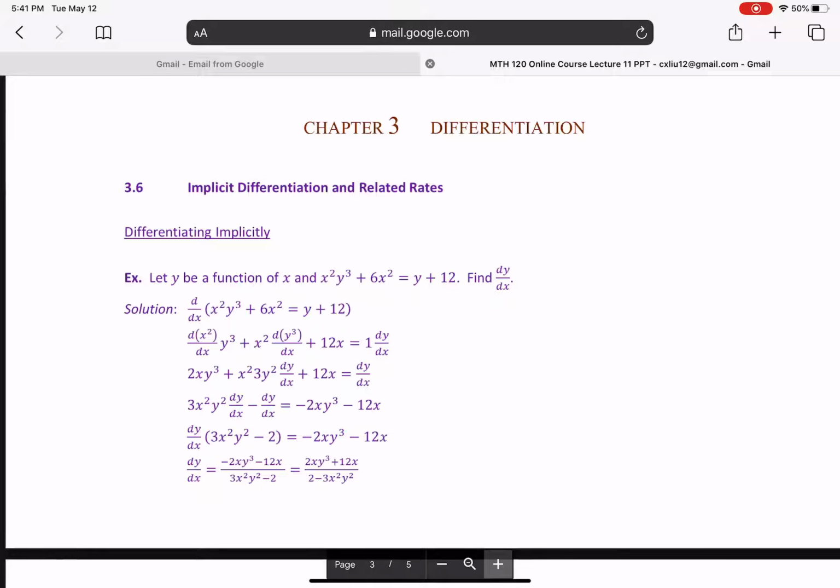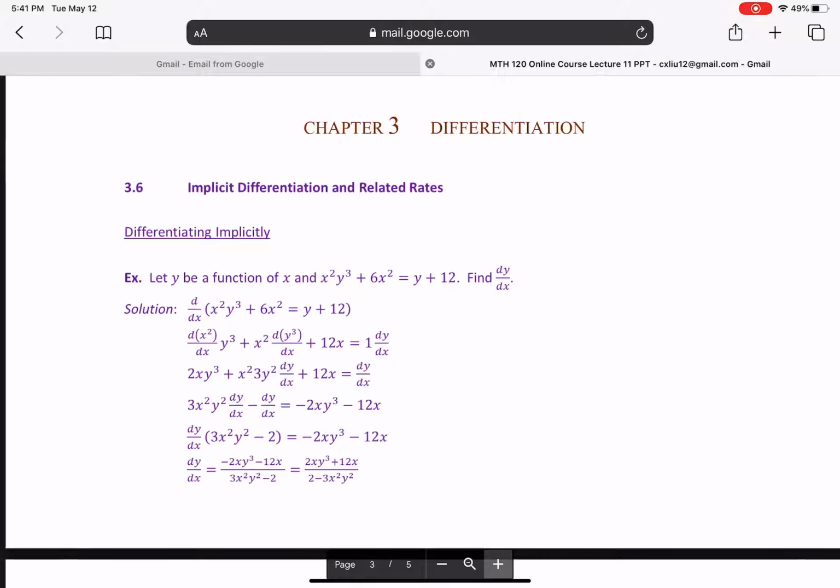The product rule says the derivative of f times g is equal to f prime g plus f g prime. So we get d(x squared)/dx times y cubed plus x squared times d(y cubed)/dx plus 12x equals 1 times dy over dx. We are using the chain rule on the right. And so now we get 2xy cubed plus x squared times 3y squared dy over dx plus 12x equals dy over dx.